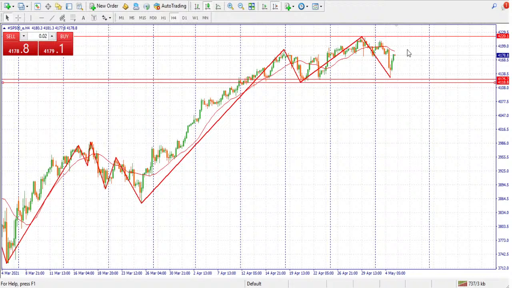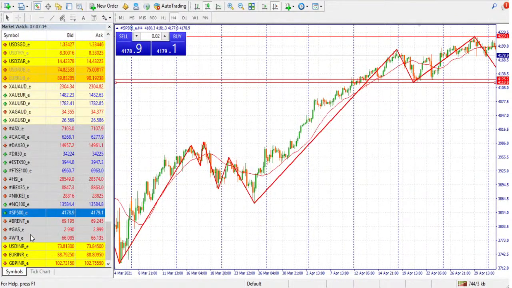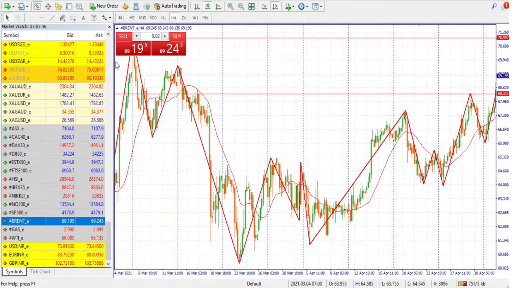And in case the price breaks beyond 4220.1, which is the highest high so far, then that will be a good place where we want to pick more buy positions from. We'd like to look at the next symbol, which is Brent oil.